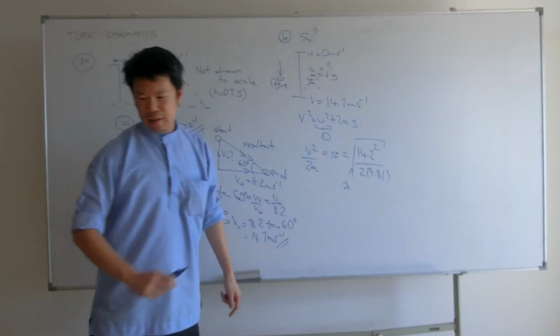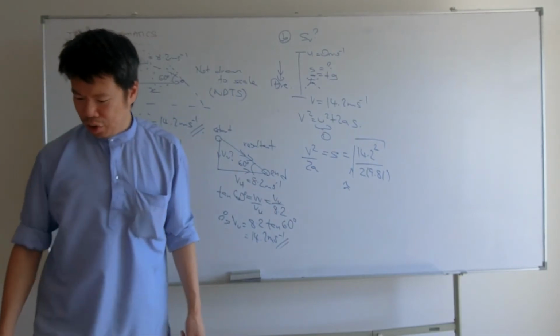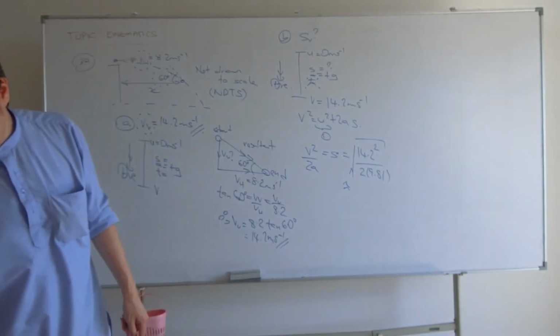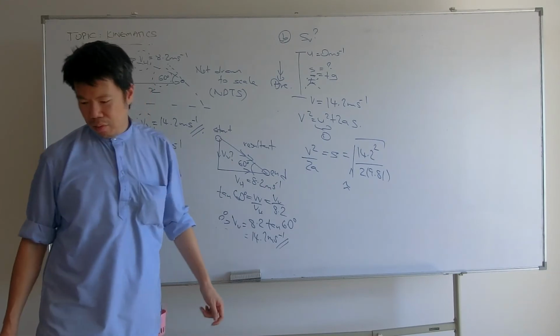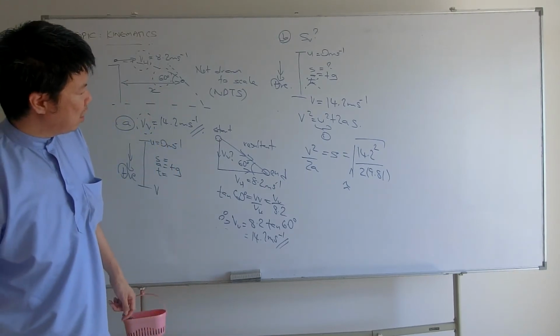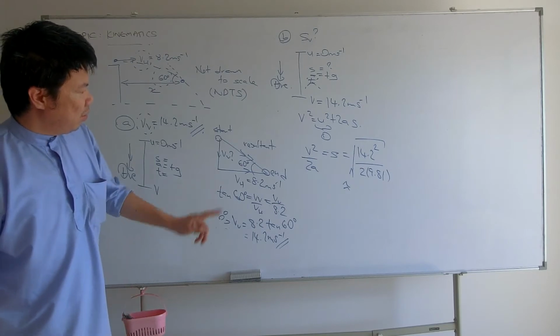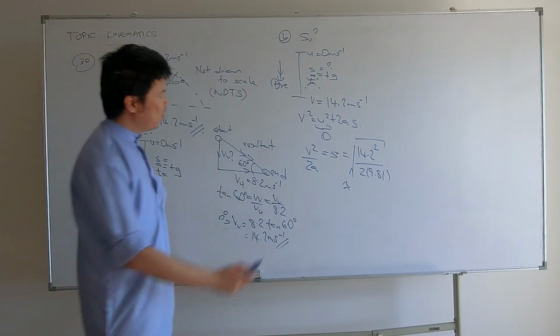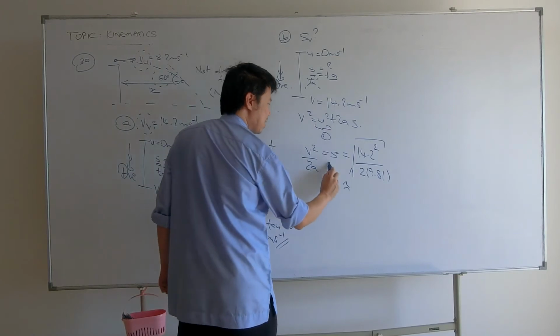So, click the clock. I'll give you some seconds to check that you can calculate the value. Once you calculate the value, then our answer is... be careful, v squared equals u squared plus 2as.